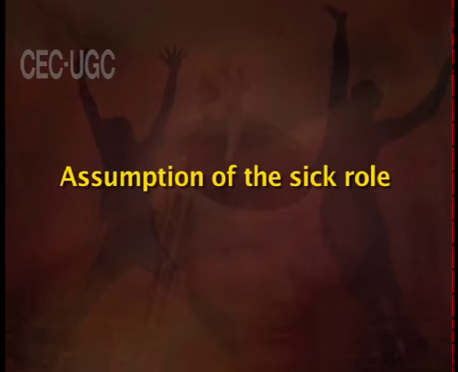The second stage in illness generally involves the assumption of a sick role. The individual accepts the feeling that yes, I am suffering from some kind of illness, and he starts showing some form of illness behavior. For instance, he may take rest for a long time, he may avoid daily activities, or he may demand more care and attention from others.